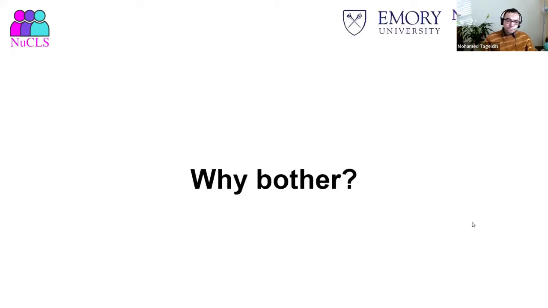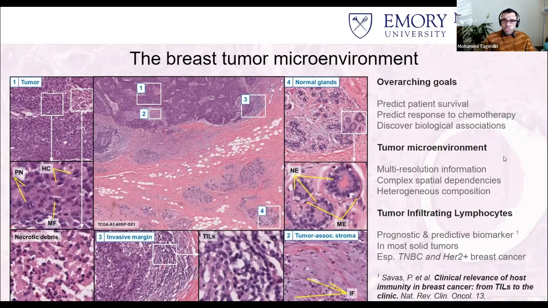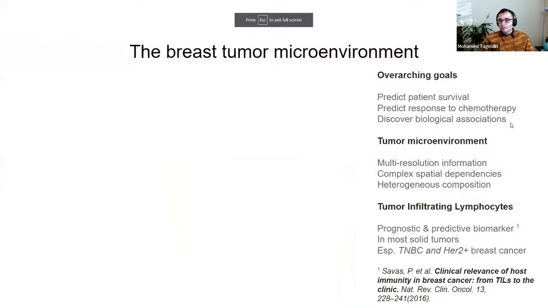So first of all, the first question we should always ask, of course, is why should we bother? Why do we need to create very large data sets? So let's say we want to work in the space of computational pathology and specifically within the breast. We want to create automatic grading or some form of algorithm that has a bearing on the clinical practice on breast cancer, right? So when we started this project, our overarching goals were to predict patient survival, see how long people are going to live, maybe apply some of these data sets to predict response to certain chemotherapeutics, and discover biological associations of various types, right?